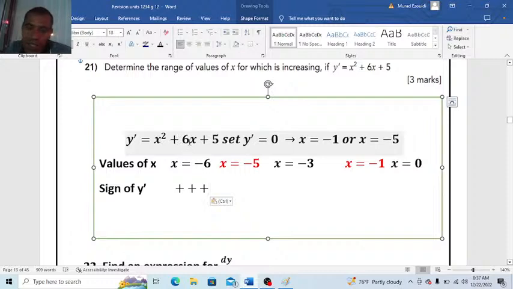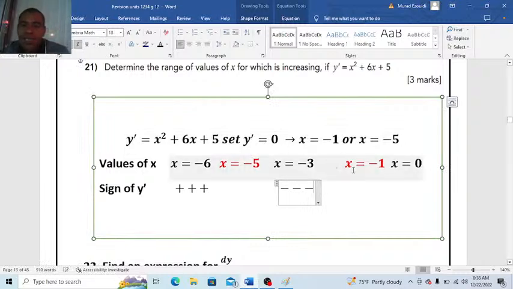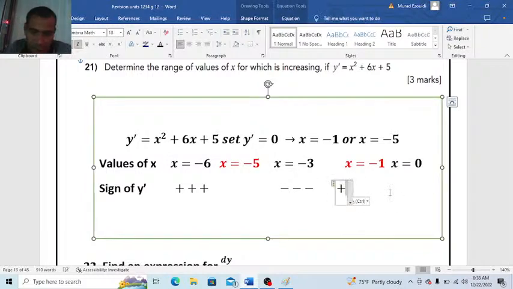Now for the second one, when x equals -3, -3 squared is 9, plus 6 multiplied by -3 is -18. 9 minus 18 is -9. -9 plus 5 is -4. Therefore, when x equals -3, it will be -4, which is negative. I will erase here the negative and make negative. Now when x equals 0, it will be positive.